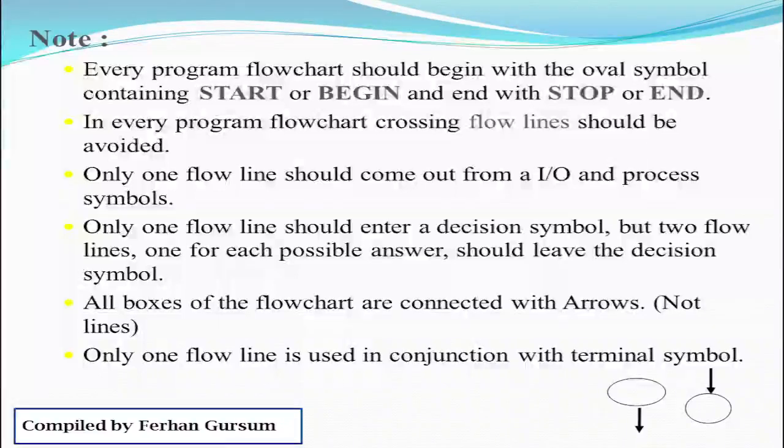On the third point, only one flow line should come out from IO, which means input output, and the process symbol. Only one line should come out. This is the rule. On the fourth point, only one flow line should enter a decision symbol. But one flow line from each possible answer should leave the decision symbol. Maybe two, or one, when they are leaving the decision symbol.